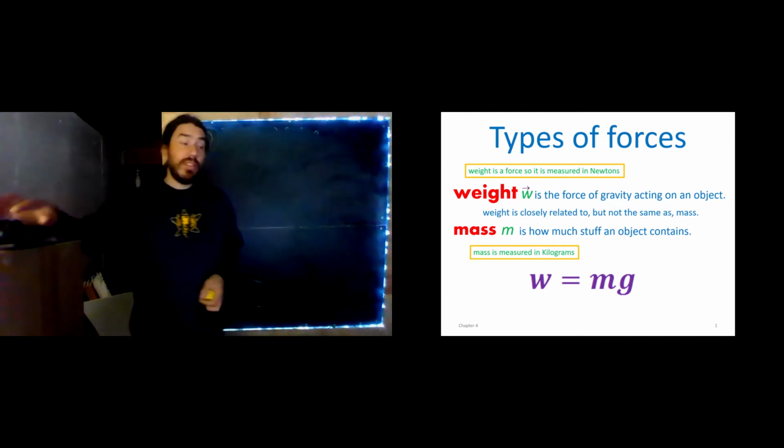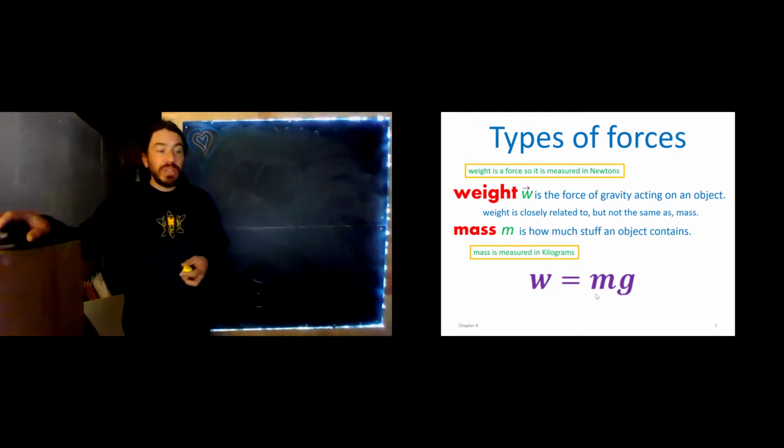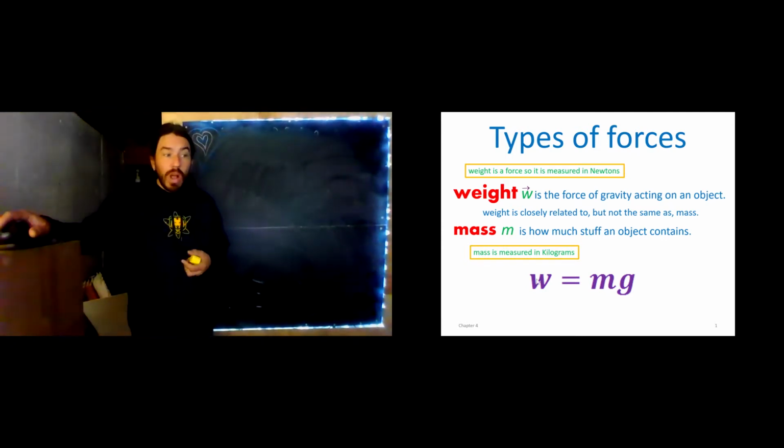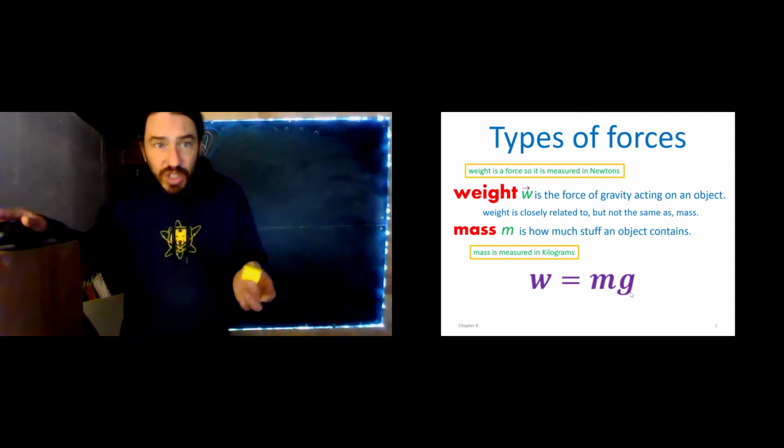They're related with a very straightforward equation. W equals m times g. Now this g is what we learned a few segments ago. 9.8 meters per second squared. That's what g is, only near the surface of the Earth. So you can see here that weight changes depending on what g is. Mass does not change, right?